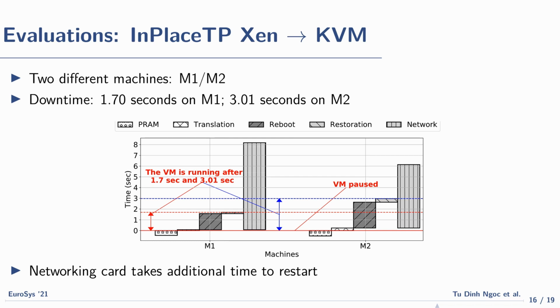You see that for M1, the time for transplanting this VM is only 1.7 seconds, which is to say after 1.7 seconds of downtime, the VM is already resuming its operation. For M2, the transplant takes a bit longer, around 3 seconds. For some devices, it takes more time to restart. For example, the network card on M1 takes around 8 seconds of downtime before it can be resumed.